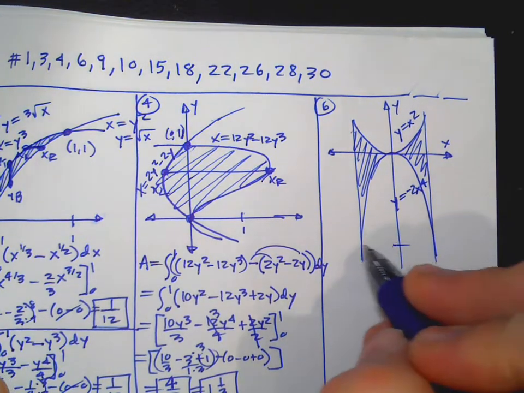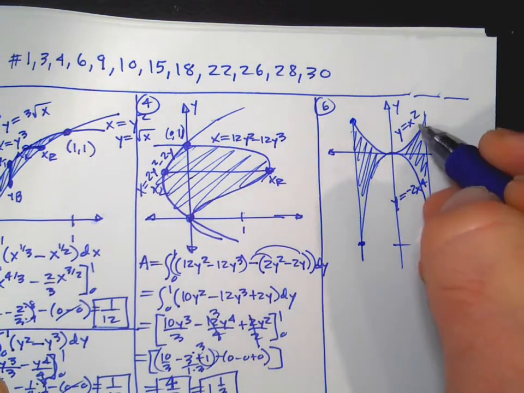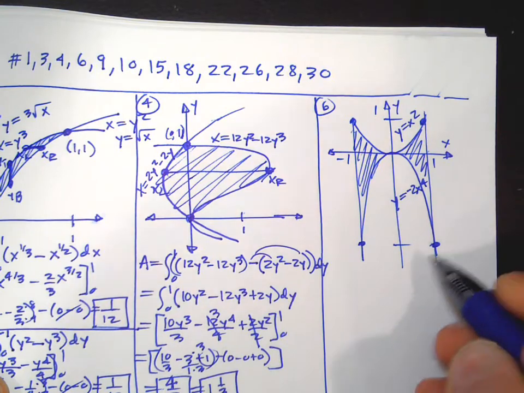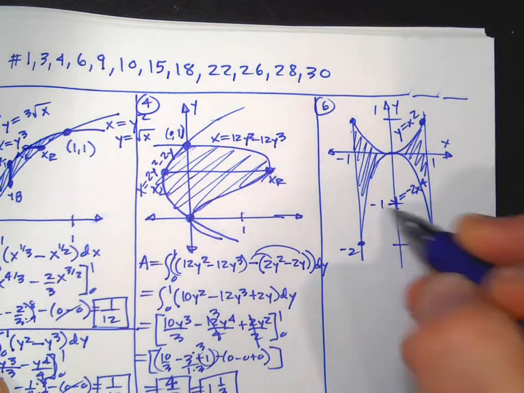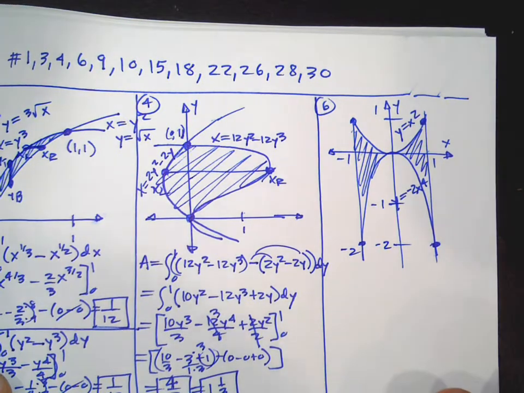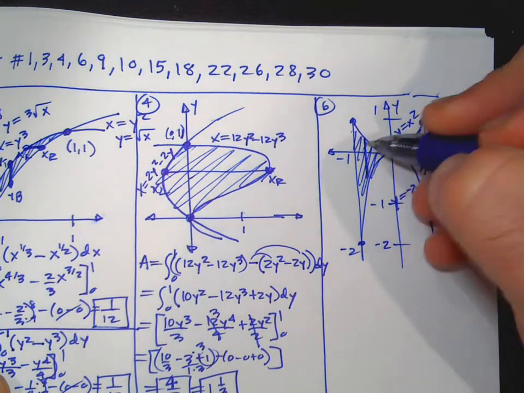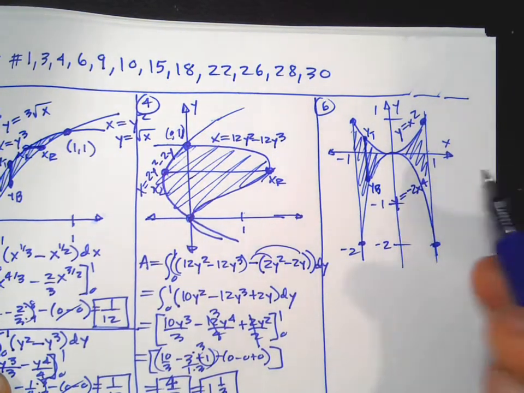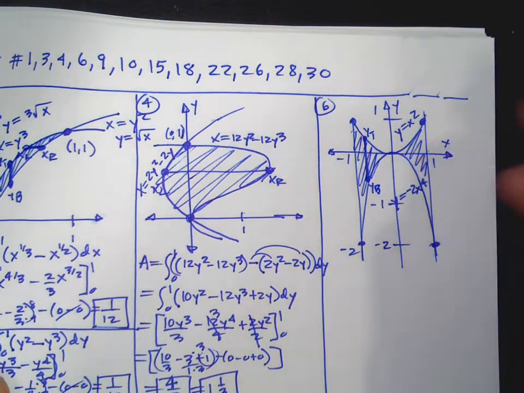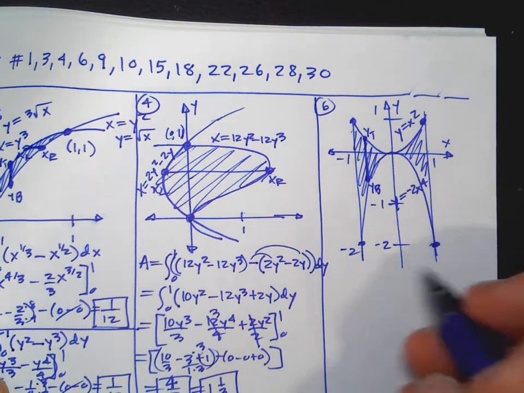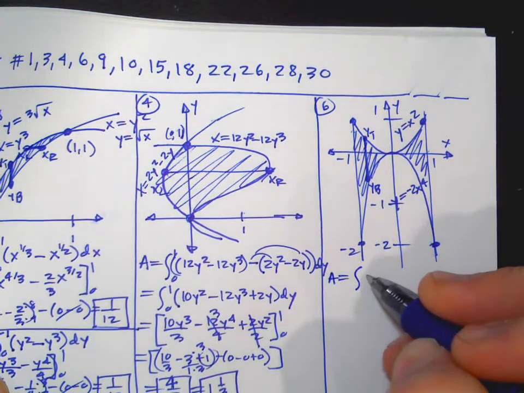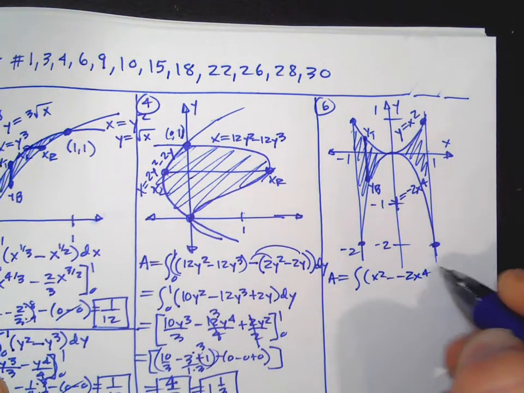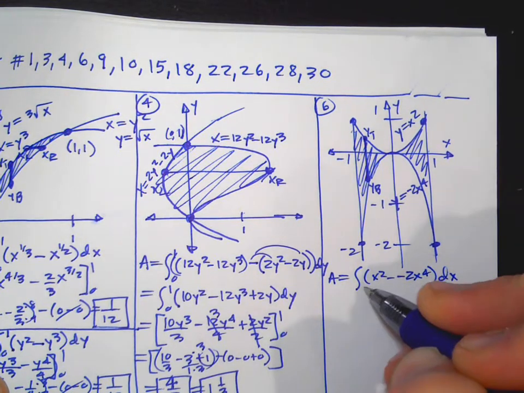And it seems like they give you some of these values. I think this is at 1. This is -1 to 1. This is -2. Okay, and vertical slicing will work very nicely. Horizontal slicing, I think, would be kind of painful on this one because you'd have two different sets of integrals. So I think we'll just stick with vertical slicing. So y top is x squared minus y bottom, which is -2x to the fourth, dx from left to right, -1 to 1.